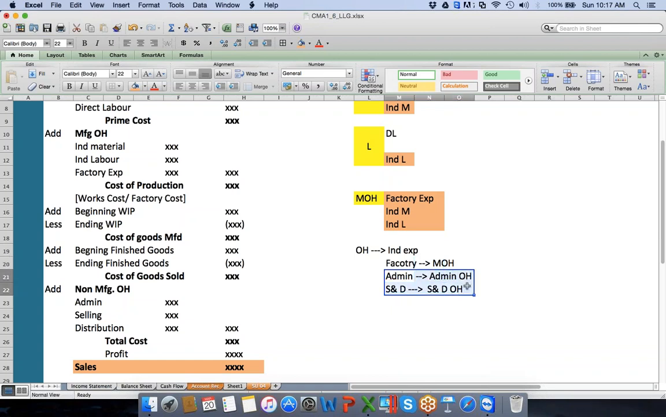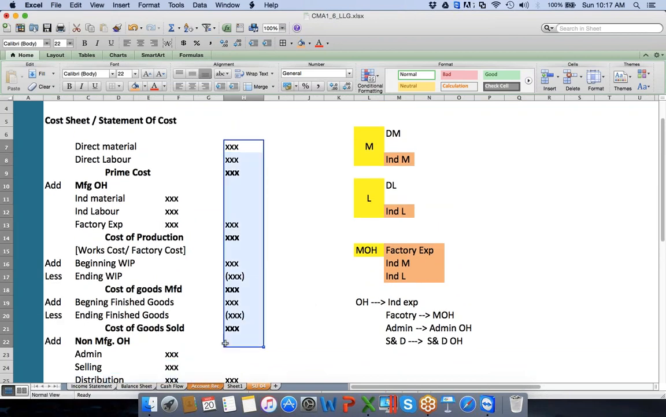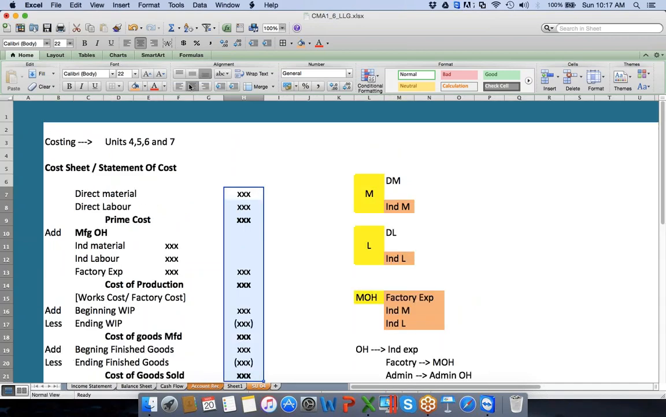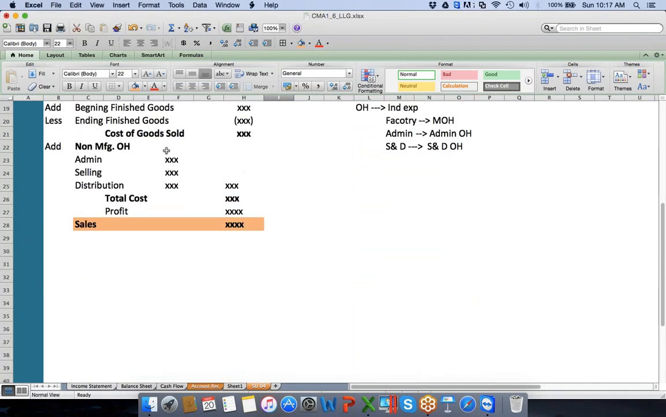These two are not related to manufacturing, whereas these are related to manufacturing. So in the factory overheads, you will have manufacturing overheads, factory expenses, indirect material, and indirect labor. Whereas in non-manufacturing overheads, you will have admin, selling and distribution overheads. This is the amount to manufacture the total cost, and this is the amount which you spend to run the business. Okay, admin, selling and distribution.